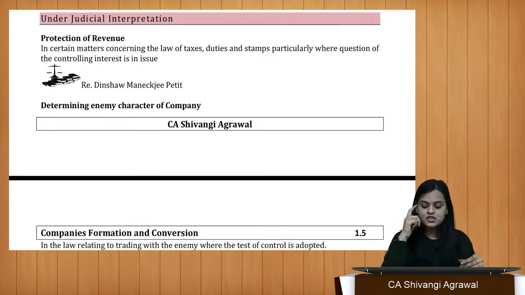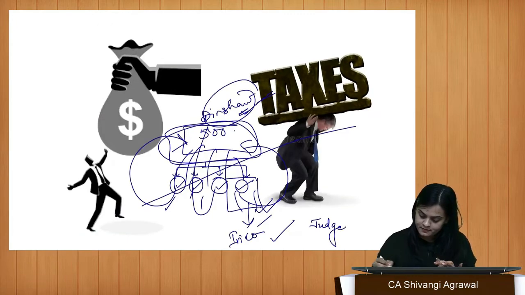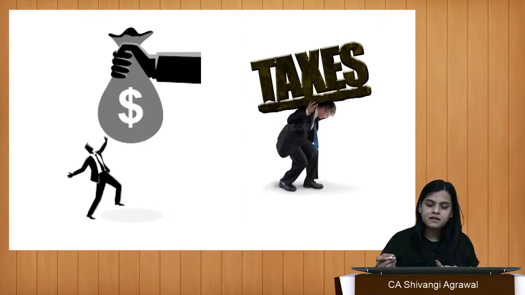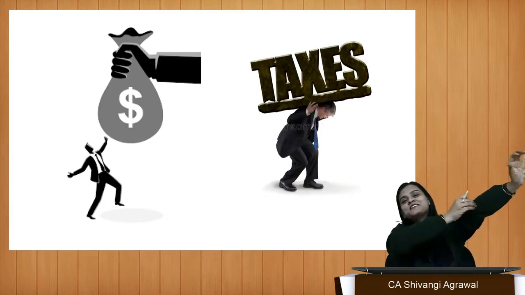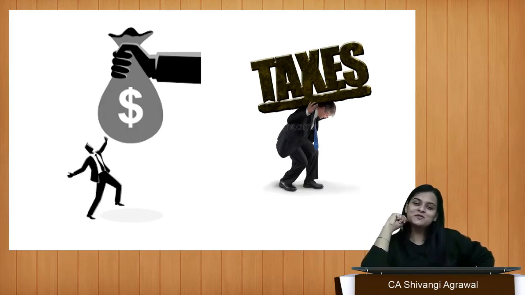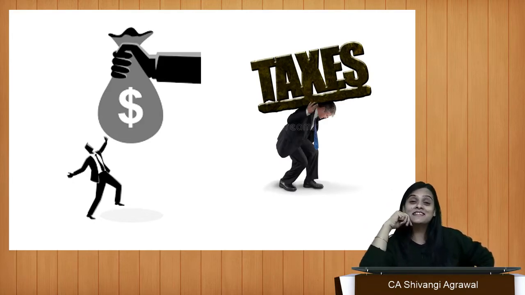What happened in this case? Dinshaw Meneghji Pettit. Dinshaw Meneghji Pettit had huge income. Imagine you get 50 crores in a year. Let's imagine. Oh wow, ma'am, such a peaceful life it would be. Still, your first concern as a professional would be, oh my God, such heavy taxes I have to pay. Is there anything I can do about the taxes? Supposedly, you get a salary of 50 crores. Then you have no other way than to pay taxes, right? So such heavy taxes you had to pay.